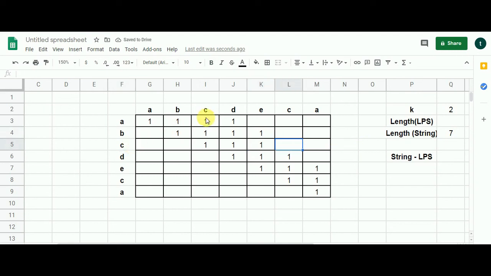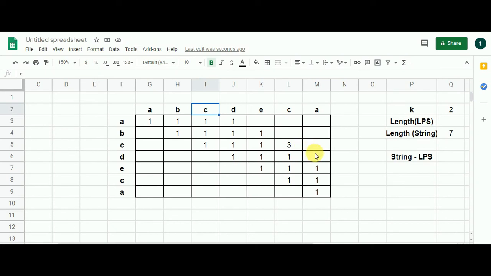Now over here the problem changes to CDEC. So you can see that this C and this C are equal, or if we are viewing the subproblem like this, then you can see C and C are equal. That means here we have a palindrome. So what happens in this case? The value of DE, which is 1, will be added to 2. So I will get 3 over here. Why added to 2? Because we have got 2 characters which are equal.